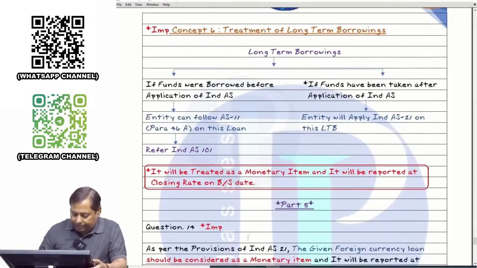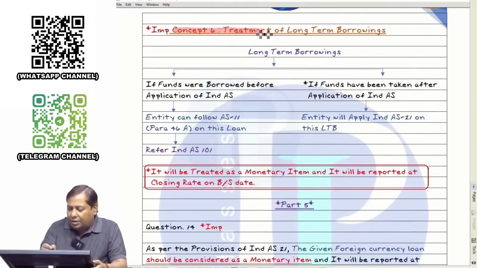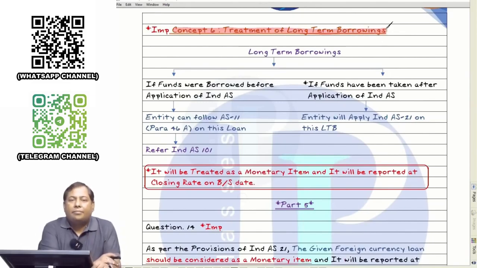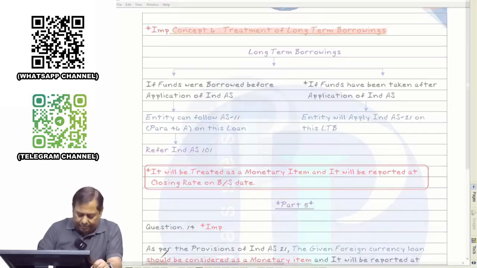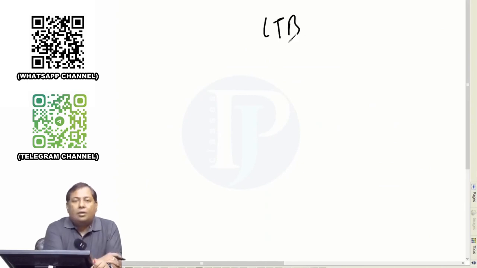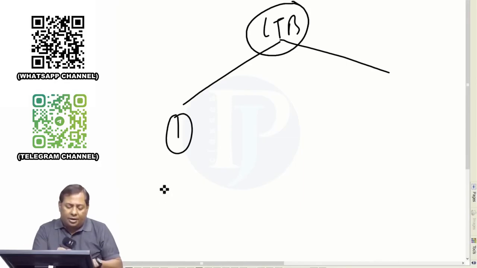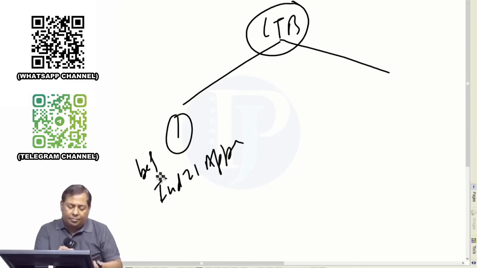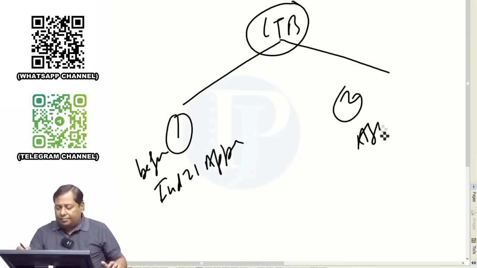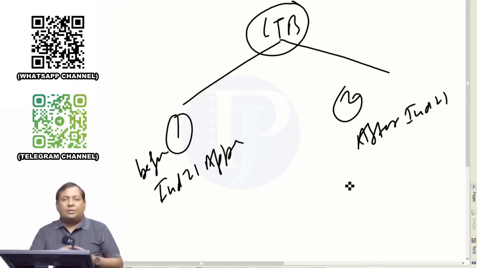We move to the next concept. Concept number 6 on loans. We are discussing long-term borrowings. I had told you something about this. If any entity has taken long-term loans in foreign currency while living in India, we get two cases here. First, let's check whether this long-term borrowing was initiated prior to the applicability of Ind AS 21 or after it. Clear?